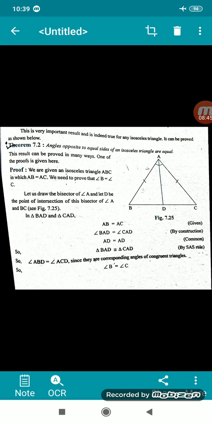Theorem 7.2, very important, please prepare it nicely. Angles opposite to equal sides of an isosceles triangle are equal. First I want to clear what is an isosceles triangle. Any two sides are same or equal or congruent. Is it clear? Now we start.